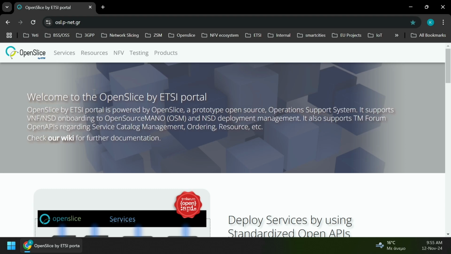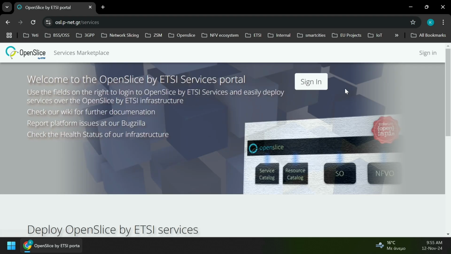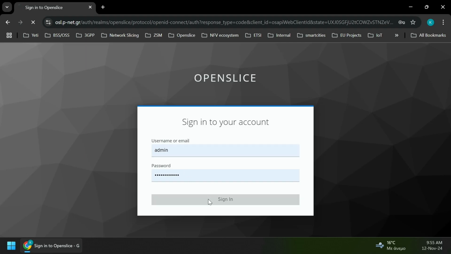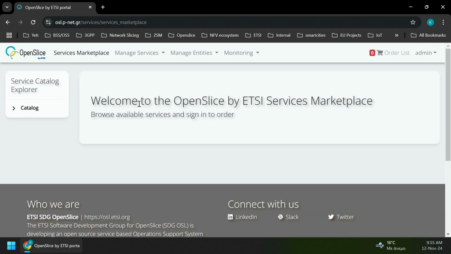Okay, so some discrete portals are here. So are for services, resources, NFV testing, and products. And let me log in first at the service portal. And so you have a brief of what we're going to see today, or of what we saw in the presentation.